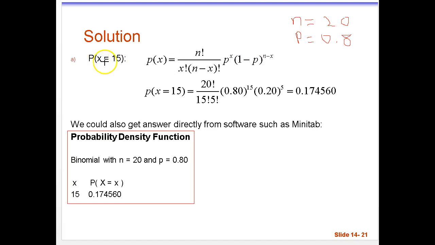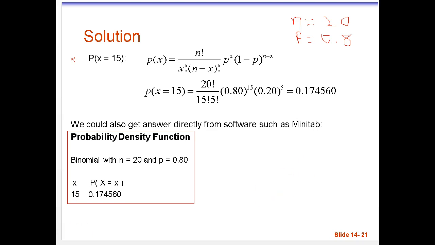The first question asks me, what's the probability that 15 of these 20 households have access to high-speed internet? So x is equal to 15. The formula given a few slides back shows how we calculate that probability, and I simply plug in the values. n is equal to 20, so it's 20 factorial divided by x factorial, which is 15 factorial in this case, times (n minus x) factorial. That's 20 minus 15, which gives me 5 factorial. p is 0.8, raised to the power of x, which in my case is 15, times 1 minus p, so 1 minus 0.8 gets me 0.2, raised to the power of 20 minus 15, which is 5. Now I can plug all this into my calculator, and I get an answer of 0.174560.